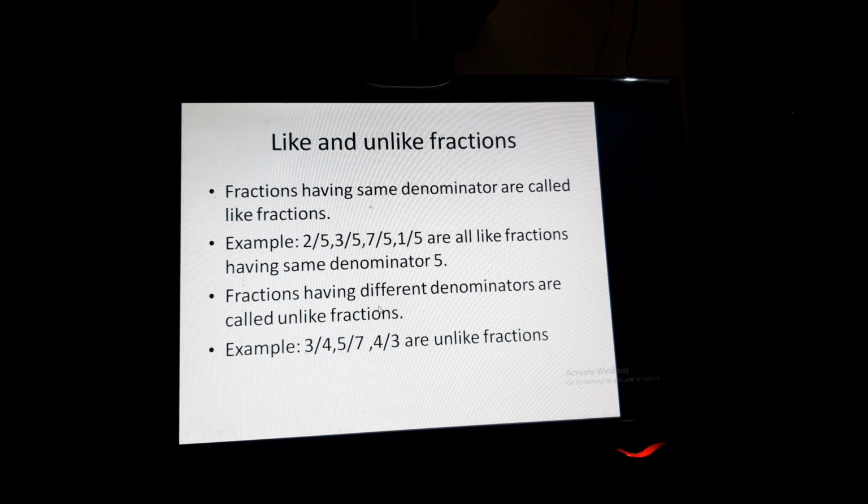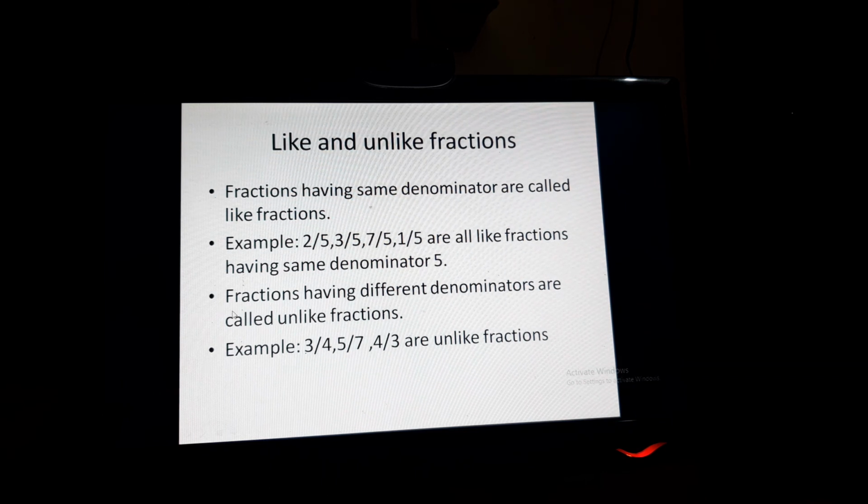Then come like and unlike fractions. Fractions having the same denominator are called like fractions. As you can see, 2 upon 5, 3 upon 5, 7 upon 5, 1 upon 5. All these fractions have 5 as their denominator. Therefore, these are all called like fractions.